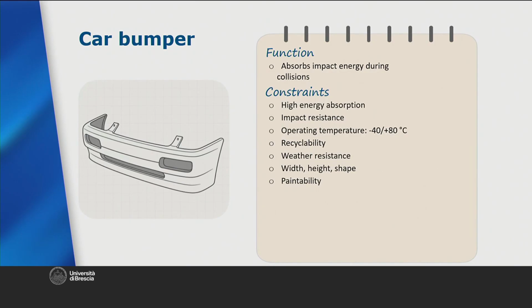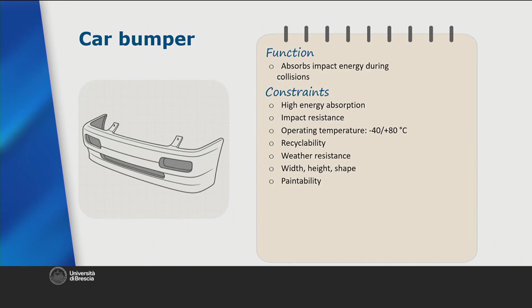The material used must ensure good absorption of impact energy and have good resistance to impacts. It must function properly over a wide temperature range, roughly from -40 to 80 degrees Celsius. Other important constraints include the recyclability of the material, resistance to weathering, and compliance with specific dimensions such as width, height, and shape. In some cases, paintability can also be essential for both aesthetic and functional reasons.